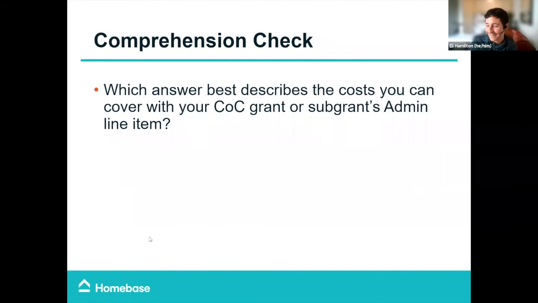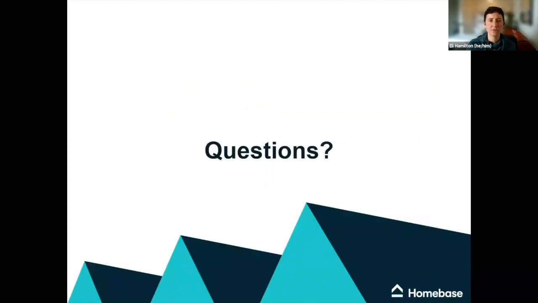Okay. I think we've done enough comprehension checking. So I'm going to skip right to questions because I want to prioritize time to answer your specific questions about eligible costs before we get into our activity. Any other eligible cost questions?